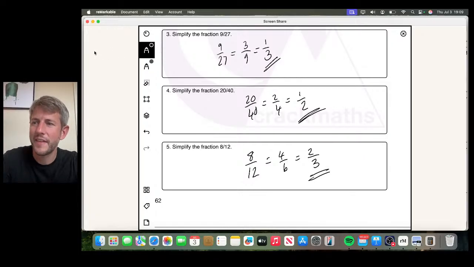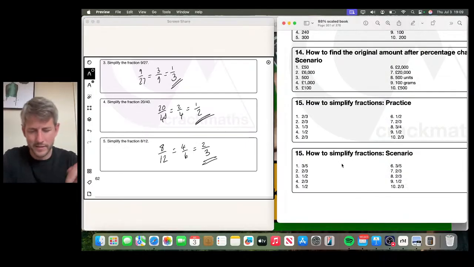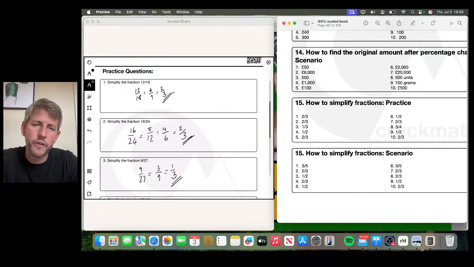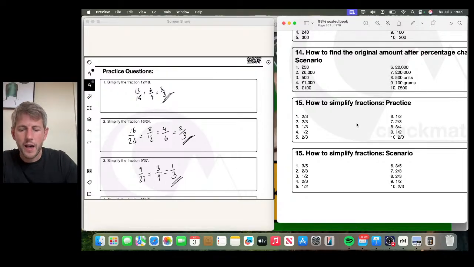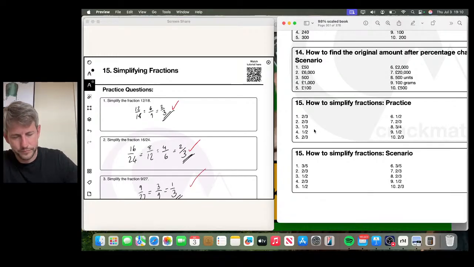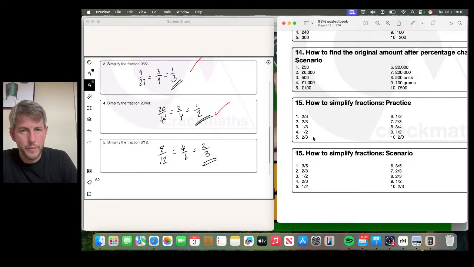Okay, so let's get these ones marked. Okay, so I'll do that over here. And that's going to go here. That's going to go here. Let's get out my red pen. So, how to simplify fractions practice. Okay, so, I get it, I know what's going on. Right, so here we've got 2/3, yep. Here we've got 2/3 as well. Here we've got 1/3. Here we've got a half. And here we've got 2/3.